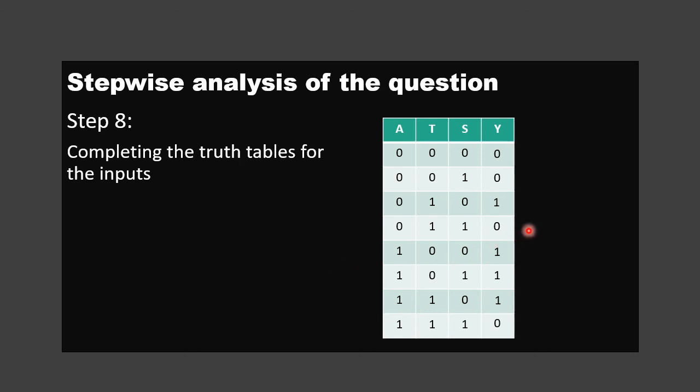So we have seen that when T is 1 and S is 0, we get Y equal 1. And that's the same in here as well. T equals 1, S equals 0, Y equal 1. And when A is 1 and T is 0, we have Y equal 1. When A is 1, T is 0, we have Y equal to 1. So these are the 4 specific outputs given in this question.